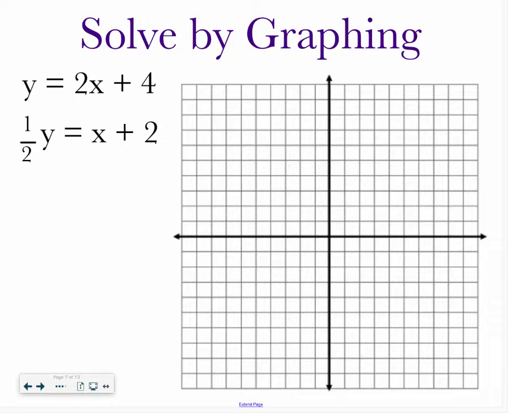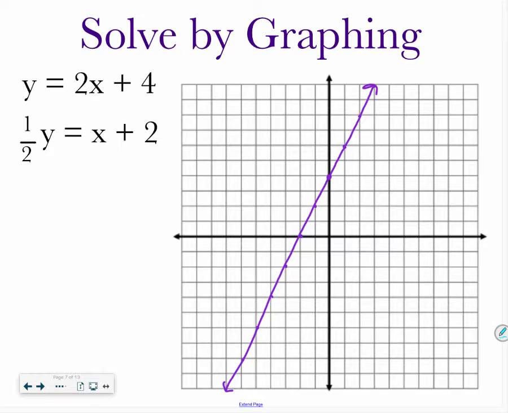So we have y equals 2x plus 4. I go right to my y-intercept, and I say I have a slope of 2. That's up 2 over 1, up 2 over 1. Or I can go down 2, left 1, because that means it's a negative 2 over a negative 1, which is just a positive 2 as well. So now if I connect all of our dots, I have our first graph.